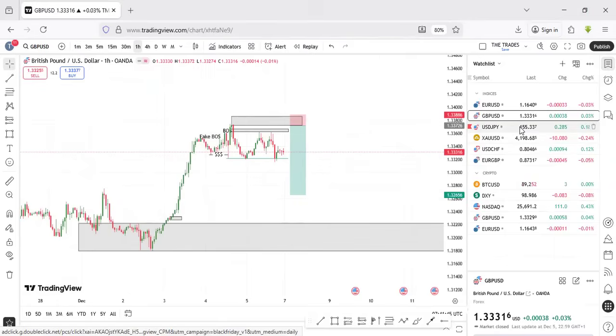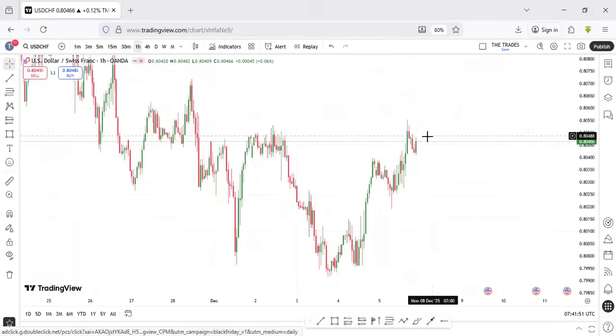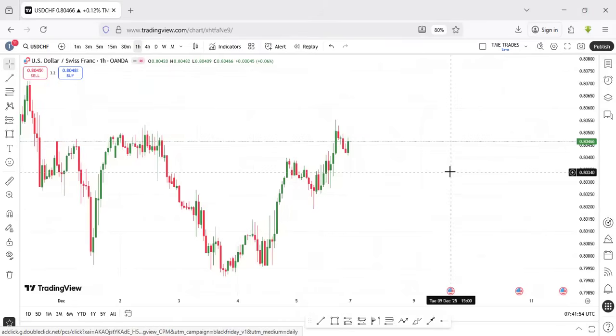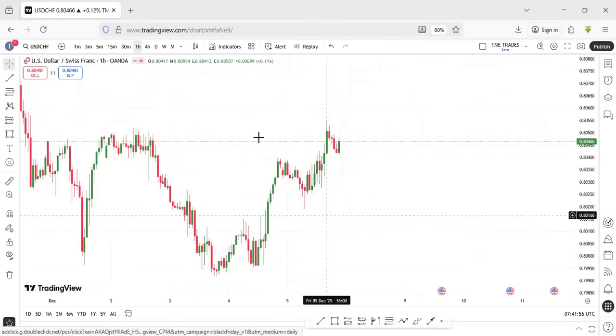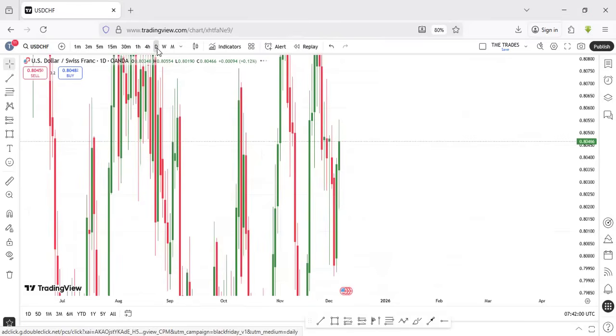Okay, on USDCHF, I have a very good position again. Now on USDCHF, as we can see, the market is gradually moving to the upside. Let's start from the daily time frame. Let's see what we have.